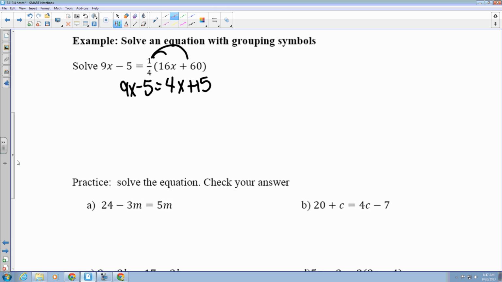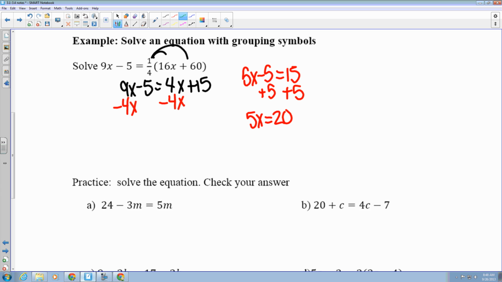Now we have x's on both sides, so we have to figure out which one to move. Generally, you want to move the smaller one. So if one is negative, you want to add it. If one is smaller, you want to subtract that one to the other side. So 5x minus 5 equals 15. We're now going to add the 5 to both sides. 5x equals 20. Divide both sides by 5. And x is 4.